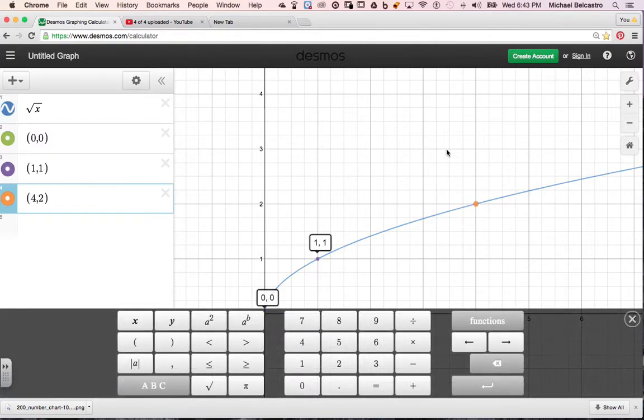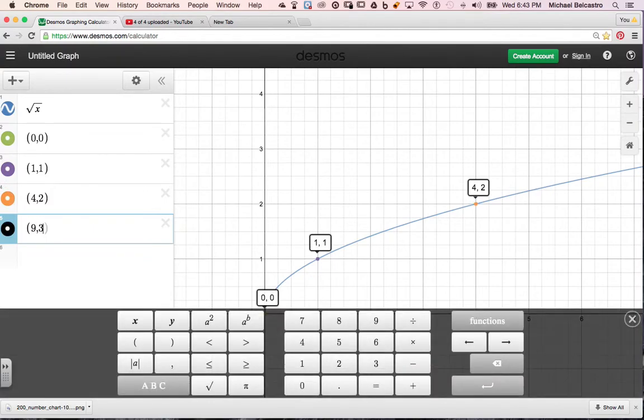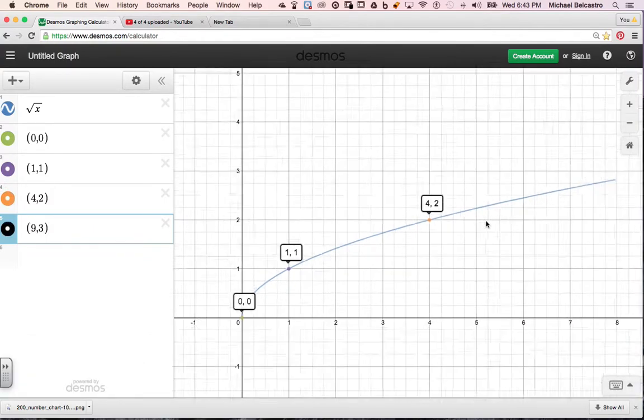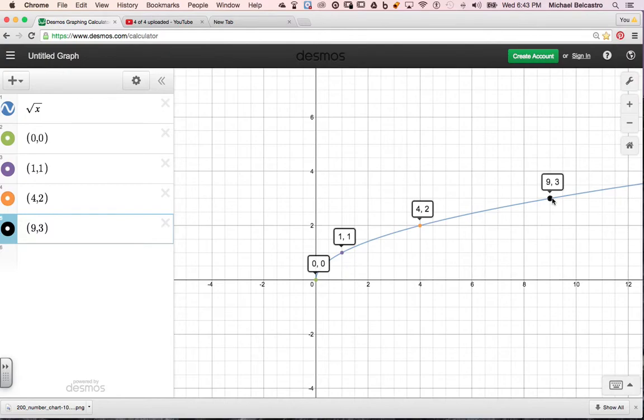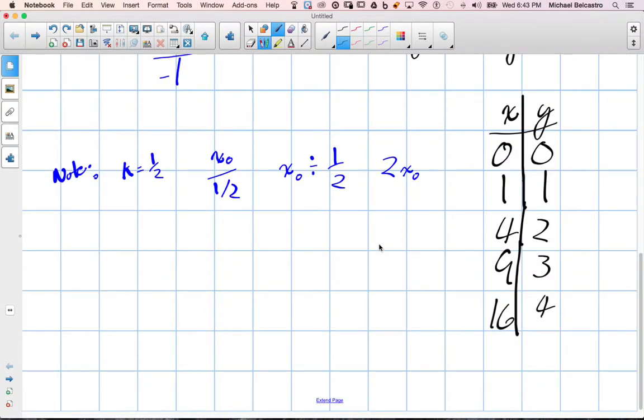4, 2 is another one that falls on here. And 9, 3. And I hope you take my word for it that the next one falls on it too. Okay? So now that we've done that, each of these is a coordinate, like we said. 1, 2, 3, 4. Sorry, 5 coordinates. I'm not going to go through all of them, but I'm just going to show you the process of it. So this is considered the x old and the y old.